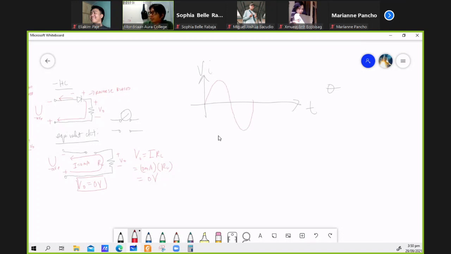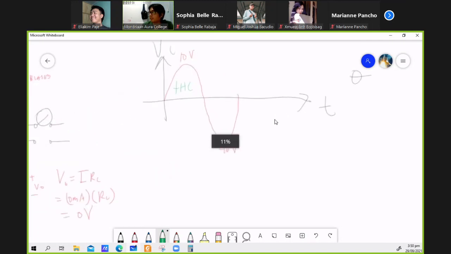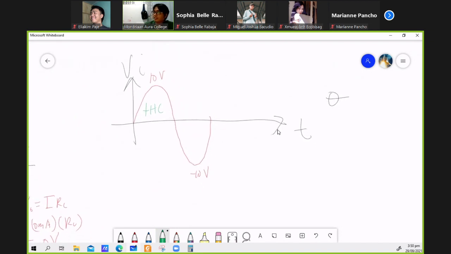Medyo okay drawing ko ngayon. So 10 volts, this is negative 10 volts. This is plus HC for the positive half cycle. Medyo i-zoom natin na kasi parang malabo ata. And this is the negative half cycle. Okay. I-project natin yung pababa.